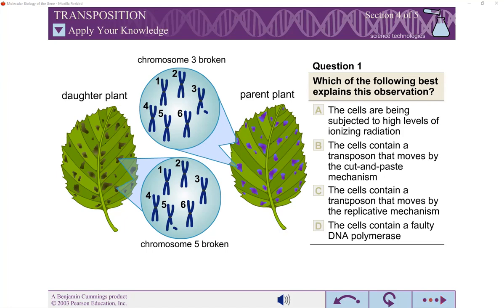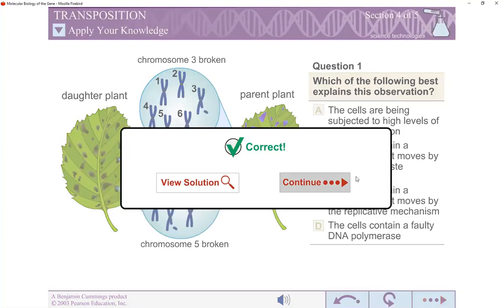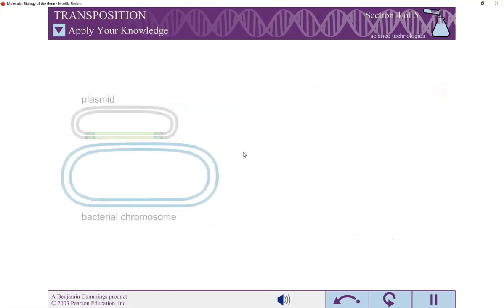See, if it had moved by replicative mechanism, then it would have produced more fragments as compared to the parental one. Firstly, there was a single chromosome that has been fragmented, and secondly, also a single chromosome that has been fragmented. That is why the correct answer is option 2.